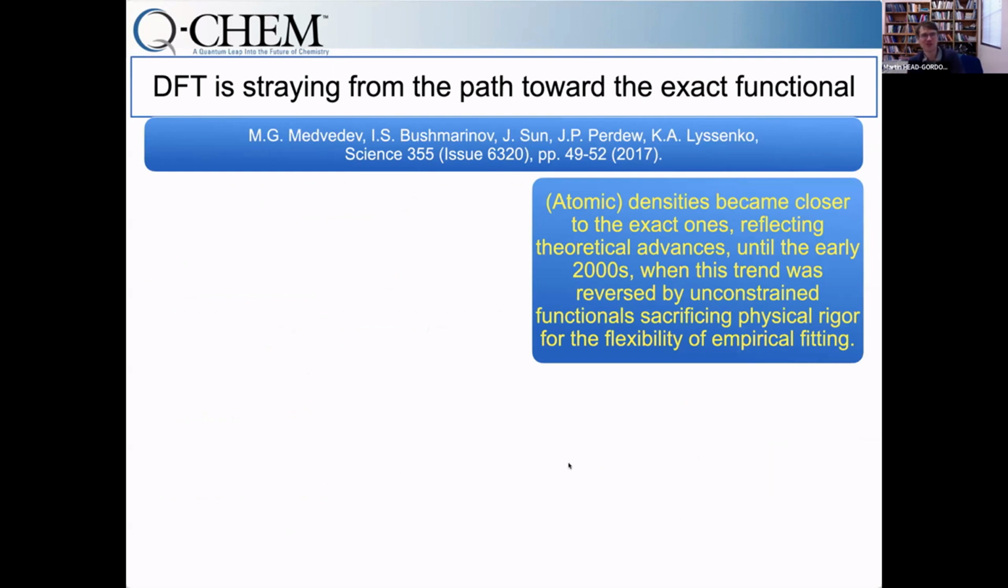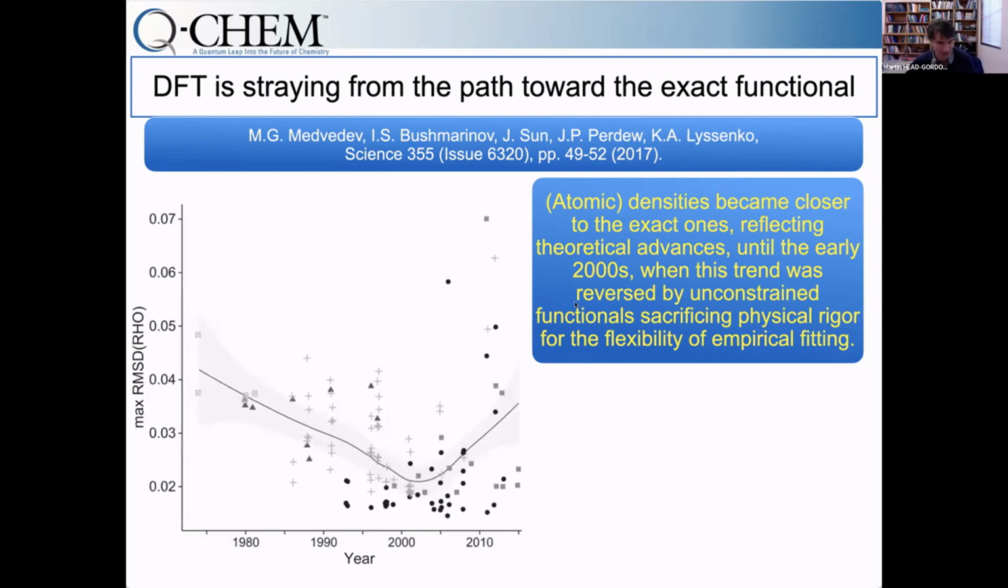Now let's turn to the question of functional design. And here's a paper that attracted what might be called a storm in a density functional teacup about 5 years ago, claiming that DFT is straying from the path toward the exact functional. Here's a little quote from that paper. Atomic densities became closer to the exact ones, reflecting theoretical advances until the early 2000s, when this trend was reversed by unconstrained functionals sacrificing physical rigor for the flexibility of empirical fitting, said these authors in this paper, and this was the data they produced to support it.